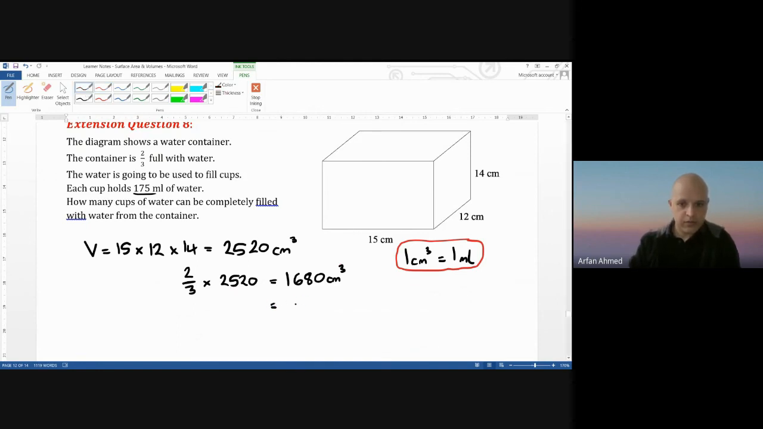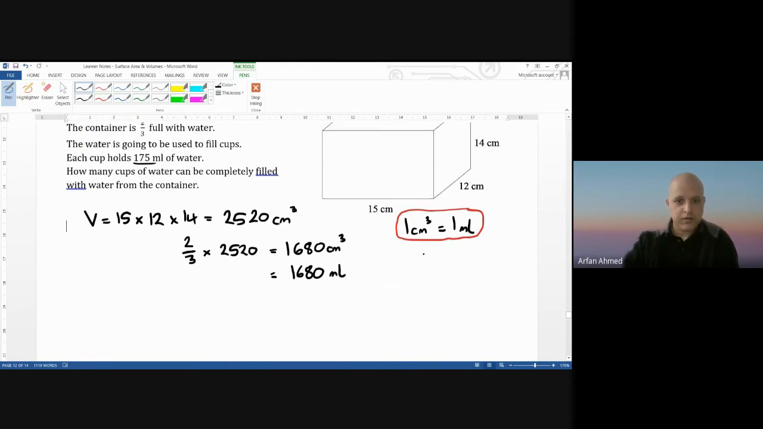So it's going to be 1,680 milliliters. It's the same. Yeah, 1 centimeter cubed is equal to 1 milliliter. It's going to be the same. There's literally no working out for that. And now we can do that divided by 175. How many 175s go into that?